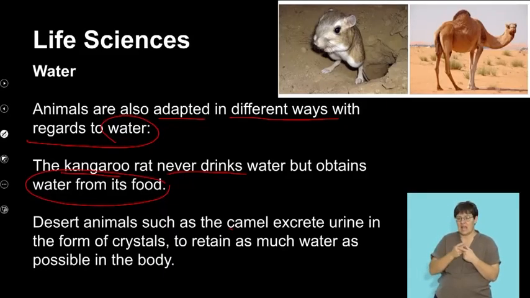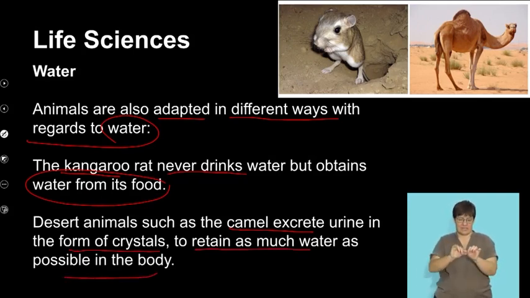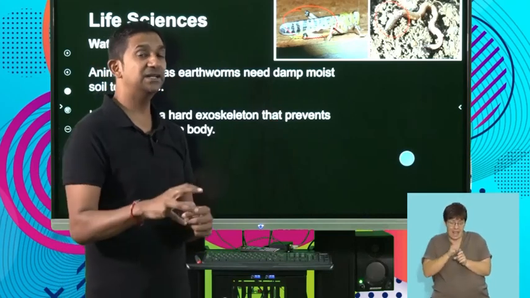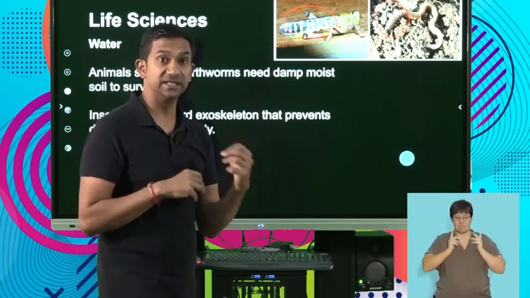Desert animals such as the camels excrete small amounts of urine that is very crystallized. So you'll find that the urine forms crystals, and this is to retain as much water as possible. So these are adaptations of animals for living in dry conditions. We know that insects have a large, thick exoskeleton, and that again prevents dehydration of organisms. We know earthworms rely on moist, damp soils. So again, the availability of water can influence organisms significantly, and accordingly they have adapted to living in these different environments.